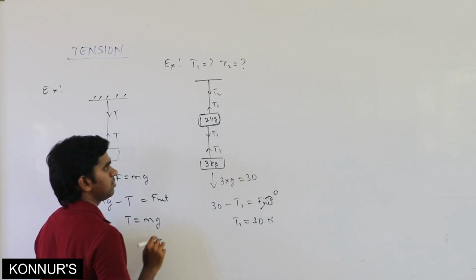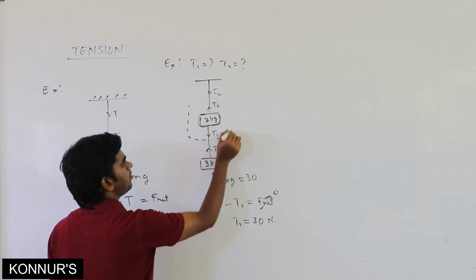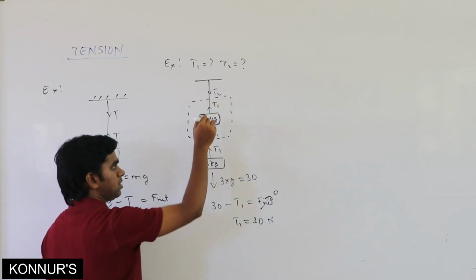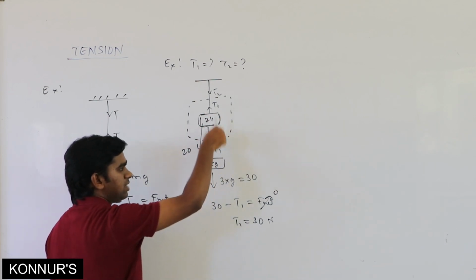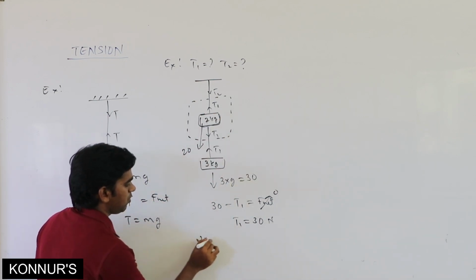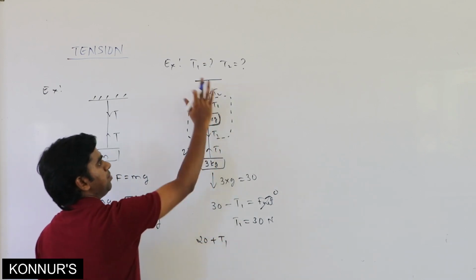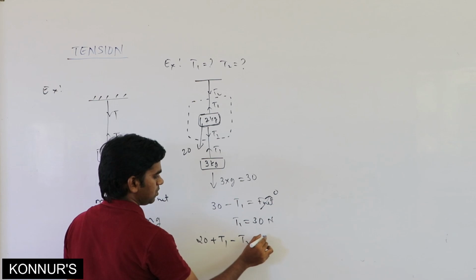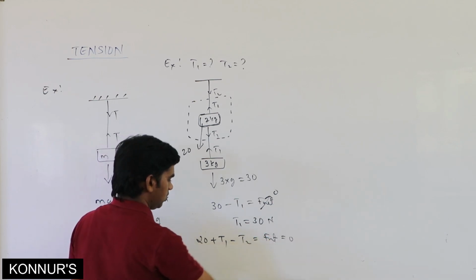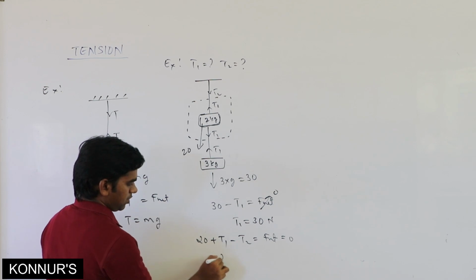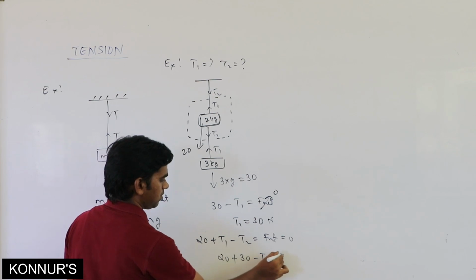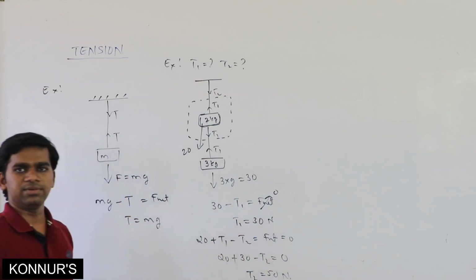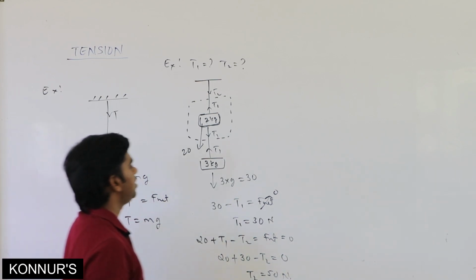Because F net is 0, what is the net force on the 2 kg mass? You have to take this as a system. Net force on the 2 kg mass: one is due to its weight, that is 2 into 10, which is 20, and T1 is also in the downward direction. So you can write 20 plus T1 minus T2 equals F net, that is going to be 0. 20 plus T1, which is 30, minus T2 equals 0. So T2 equals 50 Newton. This is how we can find the tensions T1 and T2.